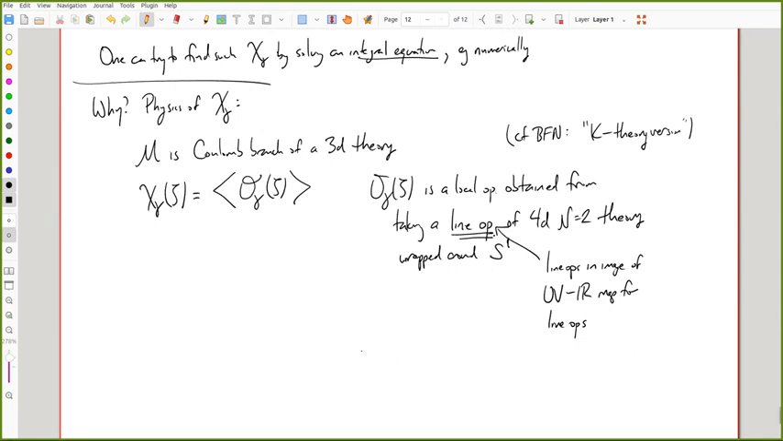And then, so gamma, the last thing I'll say, gamma is electromagnetic charge, corresponds to the line operator, which is an Abelian Wilson-'t Hooft operator with electromagnetic charge gamma.